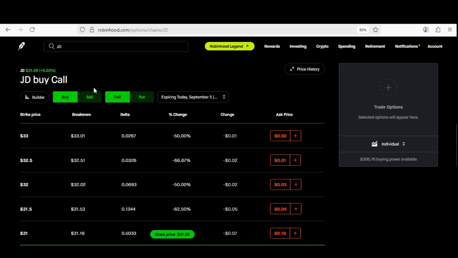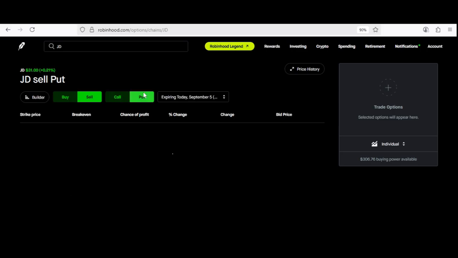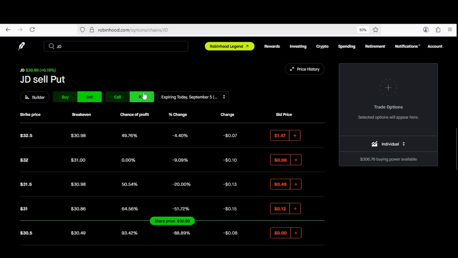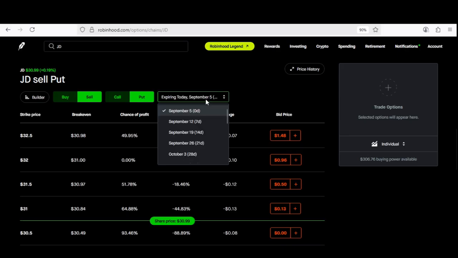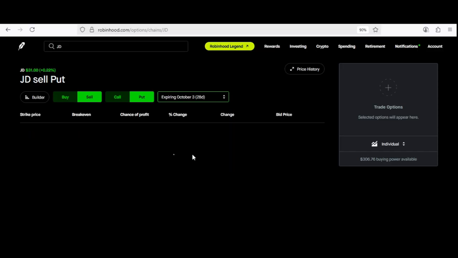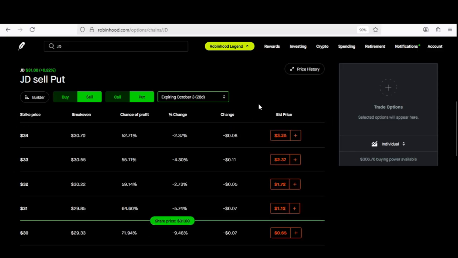Now, let's go ahead. We're going to go to sell, and then we're going to go to put. And this is going to be the first option strategy that I'm going to use on JD.com. Now I'm going to go ahead and select my strike date. The date I will be using is going to be October 3rd, which gives me around 28 days to expiration. I usually like to go for monthly expiration dates, and I think that's enough time to handle all the volatility in the stock market.